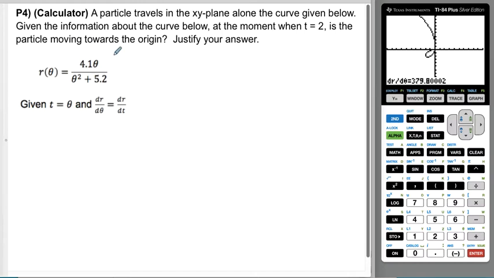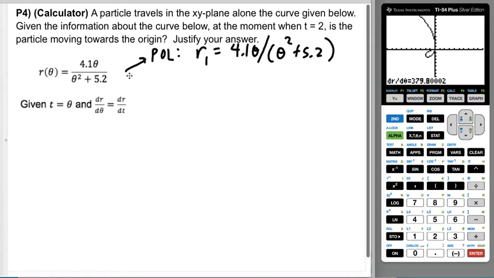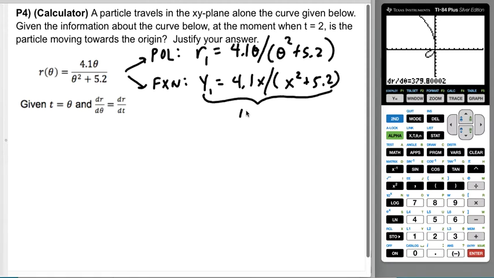All right, so let's go ahead and try this one, right? Same idea. Again, I don't care functionally what you do, right? You can either be in polar mode and do R1 equals 4.1 theta divided by, in parentheses, theta squared plus 5.2, right? Or you can be in function mode and know that you're using y1 and you're using x's, but they actually stand for theta, so this is in your brain. You don't write that you did this, but I'm writing it because otherwise how are you going to learn to do it, right? I think that this is the better option. I think you get a lot more functionality out of the regular function mode, but it is what it is.